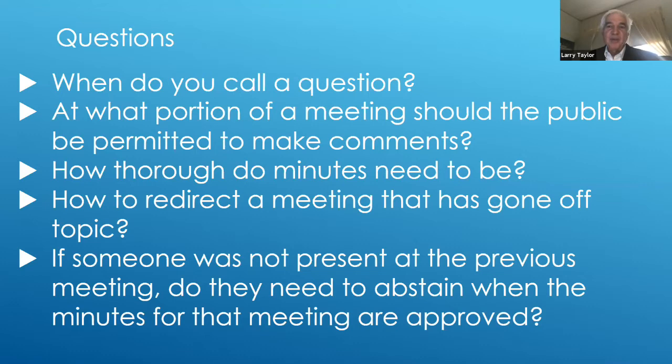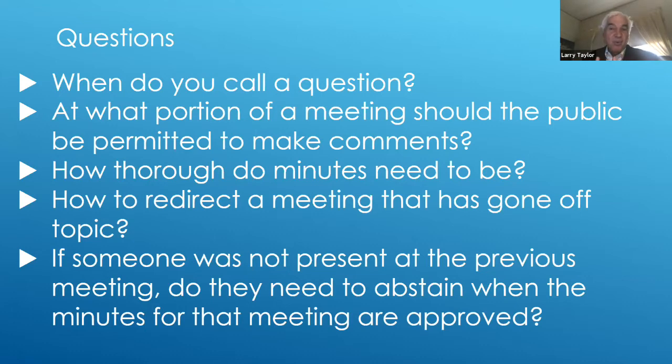Next question: if someone was not present at the previous meeting, do they need to abstain when the minutes for that meeting are approved? If you do not have a rule that prevents them from voting, then they can actually vote. I know this doesn't make any sense, but if you were not at the previous meeting, that does not prevent you from voting on the minutes presented at the subsequent meeting of the prior meeting's work.